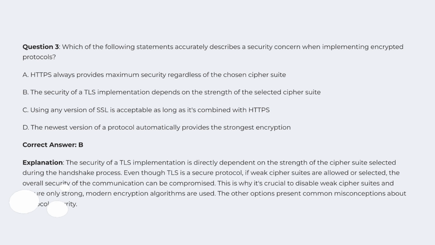Correct answer, B. Explanation. The security of a TLS implementation is directly dependent on the strength of the cipher suite selected during the handshake process. Even though TLS is a secure protocol, if weak cipher suites are allowed or selected, the overall security of the communication can be compromised. This is why it's crucial to disable weak cipher suites and ensure only strong, modern encryption algorithms are used. The other options present common misconceptions about protocol security.